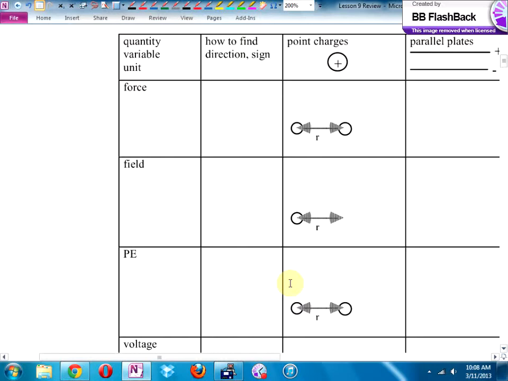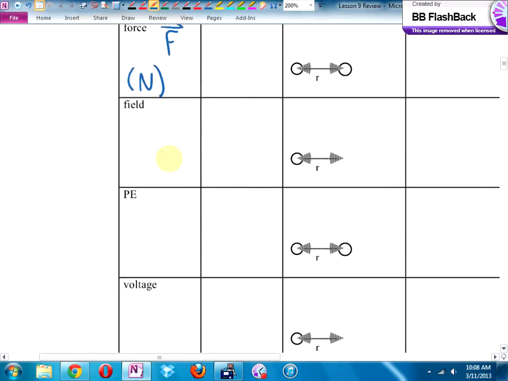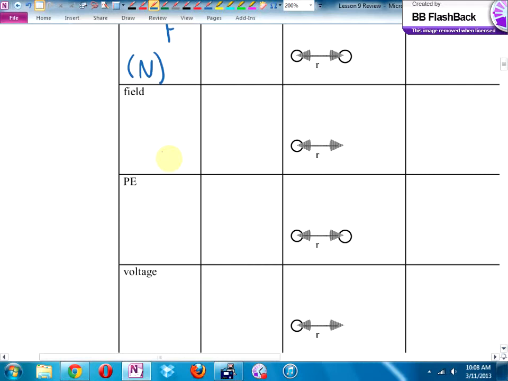Hey, what variable do we use for force? That hasn't changed since Physics 11. Capital F. And the units for force? Newtons. What variable do we use for field, for electric field specifically? Capital E. Can't use F, force taken. And I always choose to put a vector bar above it just to emphasize to me that it is a vector.